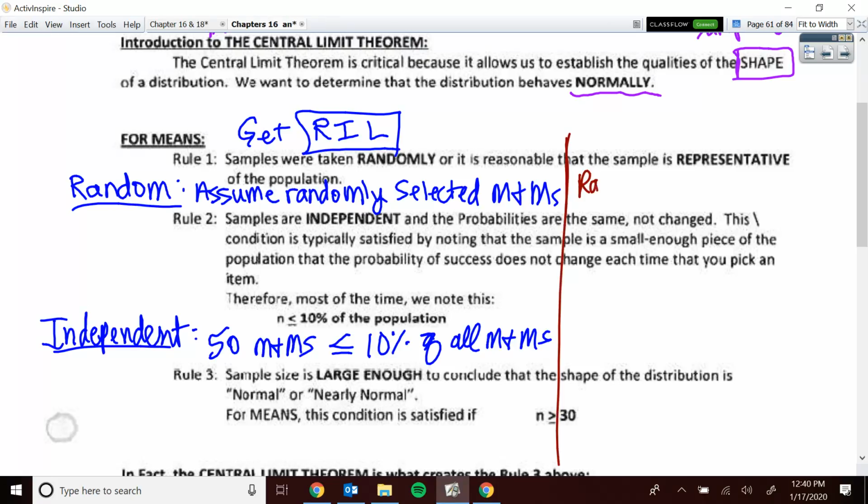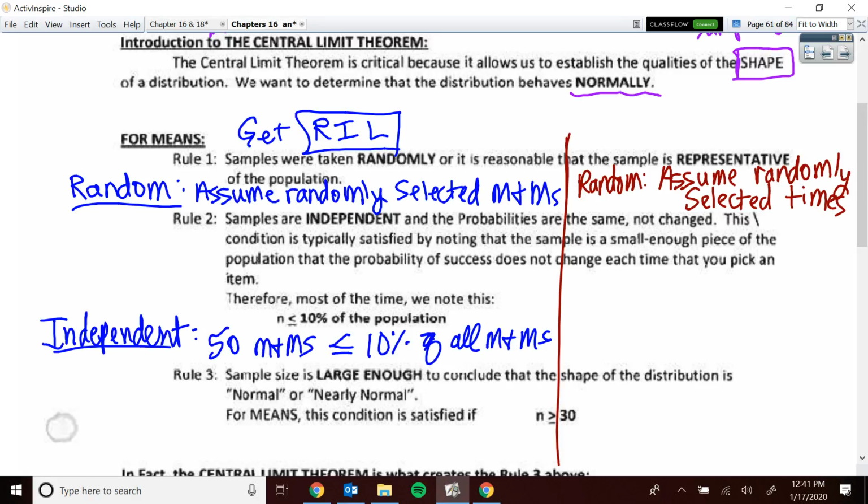Random. Do you think it's reasonable that we had randomly selected times, or that they're representative of regular times? I think they're random, so I'm going to have to assume that they are randomly selected times. In essence, you're kind of saying, I really think that mine are just as representative as the next ones.